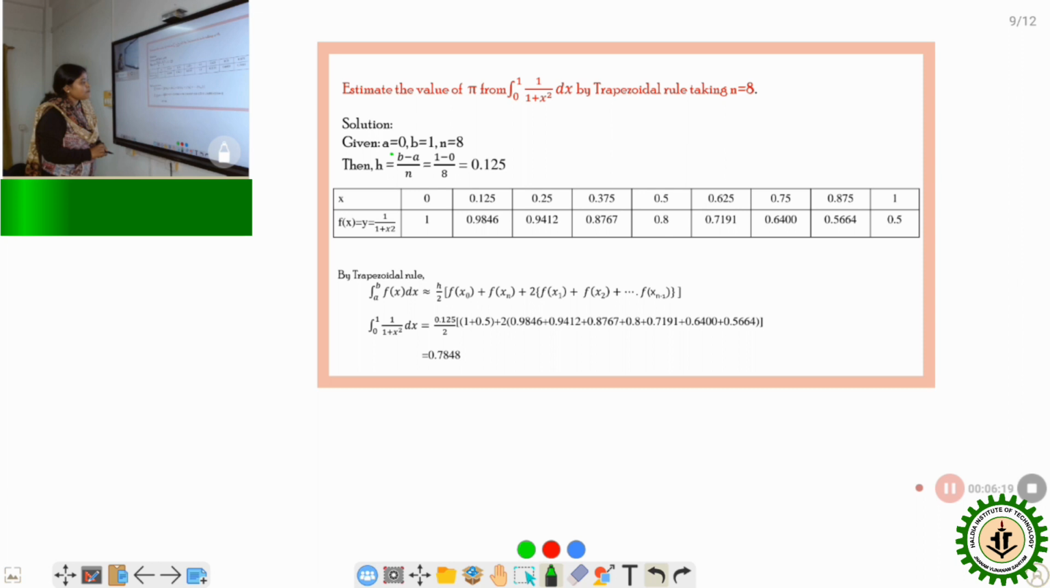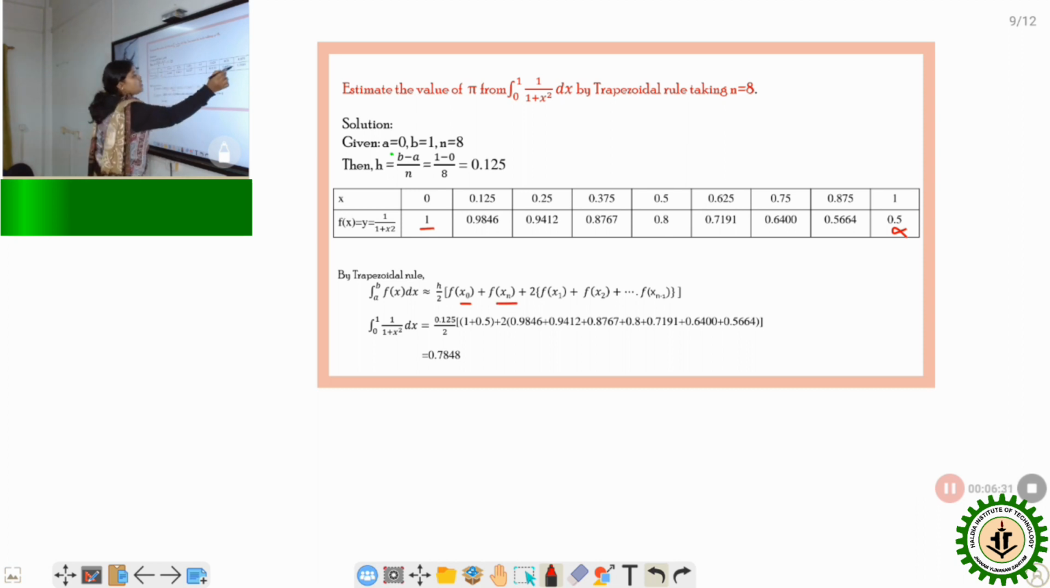Now, what is the formula? The formula we know is this. So here, this is your f(x0), put the value here. This is your f(xn), put the value here. In this way, with 2 into the sum of all other functional values, we will get 0.7848 by using the trapezoidal rule, right? So this is the value by using the trapezoidal rule.